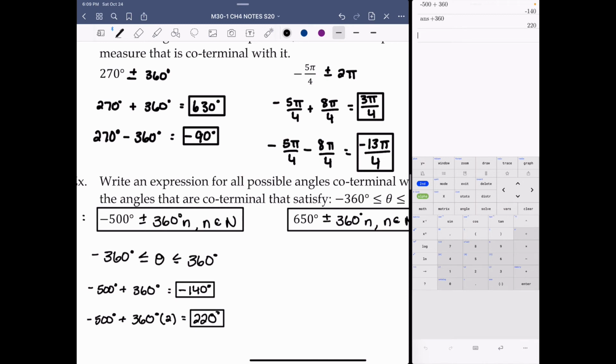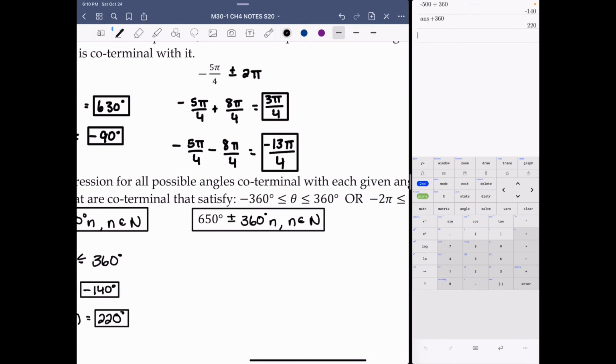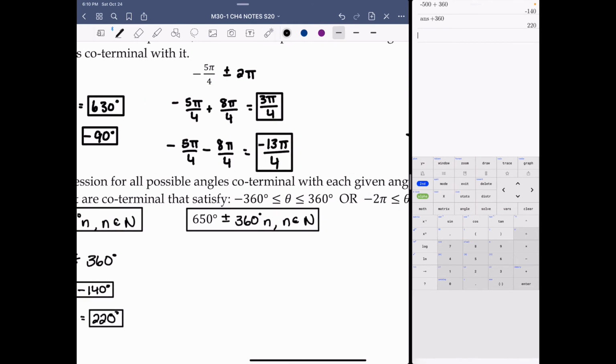If we add another 360, would it still be between negative 360 and positive 360? No, because if we add 360 to 220, it's going to be more than 360. So these would be our only two angles that will satisfy the restriction for theta. Same idea for the next one. Again, our restriction for theta is negative 360 degrees is less than or equal to theta, which is less than or equal to positive 360 degrees.